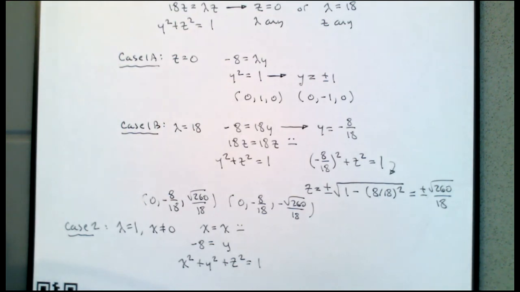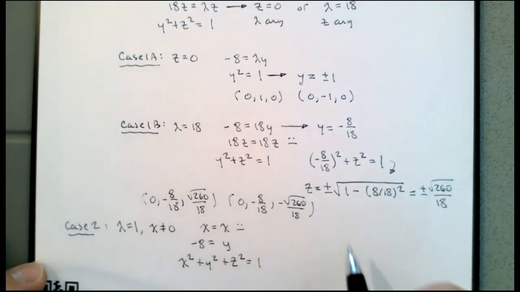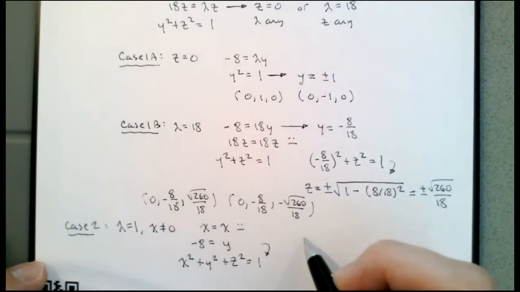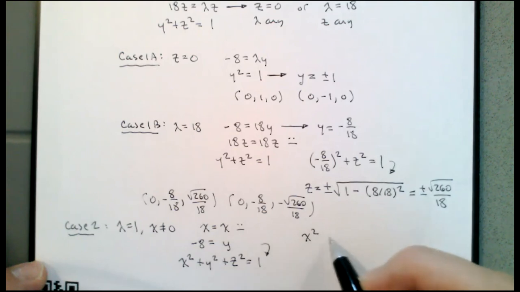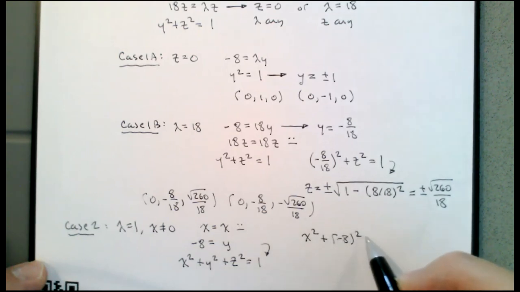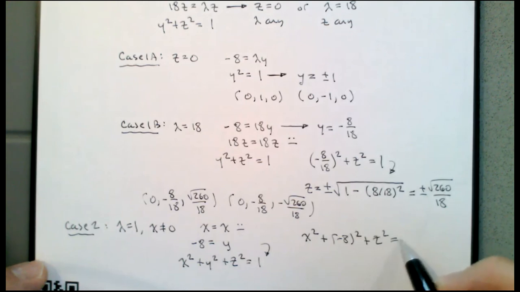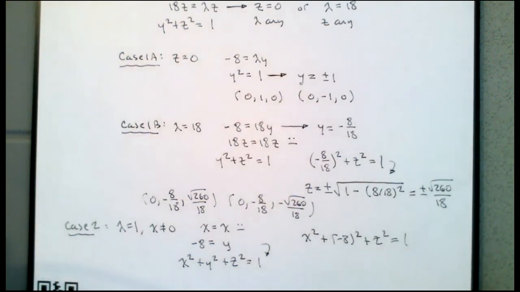So since y is -8, we're going to plug the -8 into the third equation. And that's going to tell us that x squared plus -8 squared plus z squared is equal to 1. And that's going to tell us that x squared plus 64 plus z squared is equal to 1.